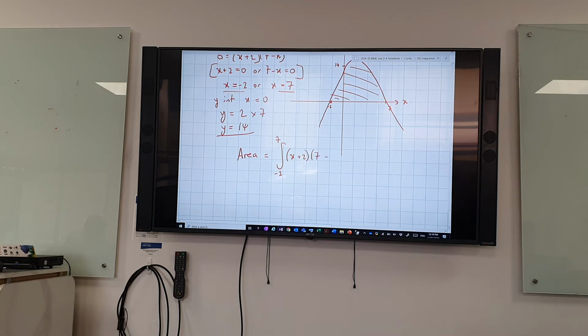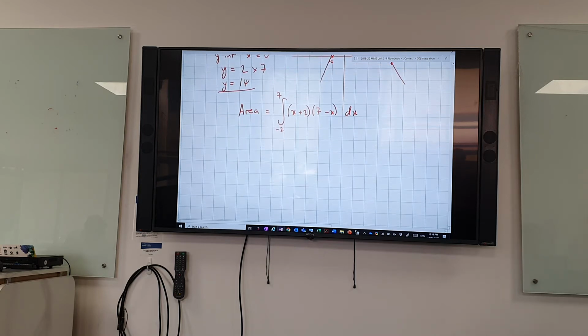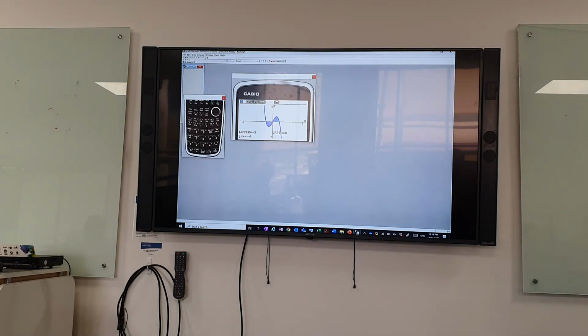Why not a negative area? Will it calculate a negative area? While we're talking about it, good question, let's play in the sandpit. Instead of thinking that, let's just put it on the calculator.